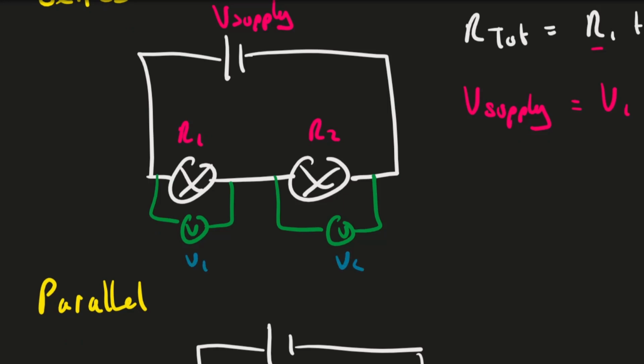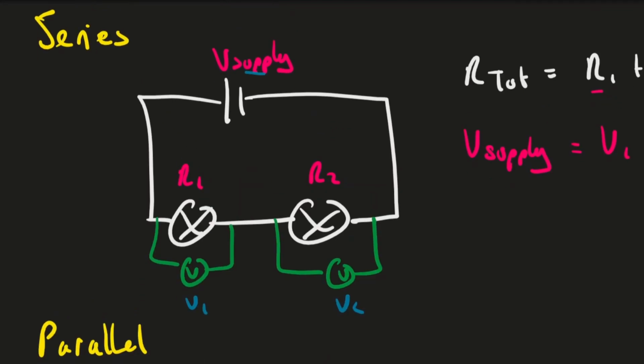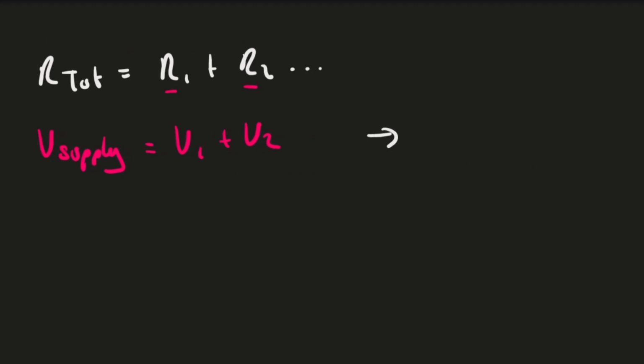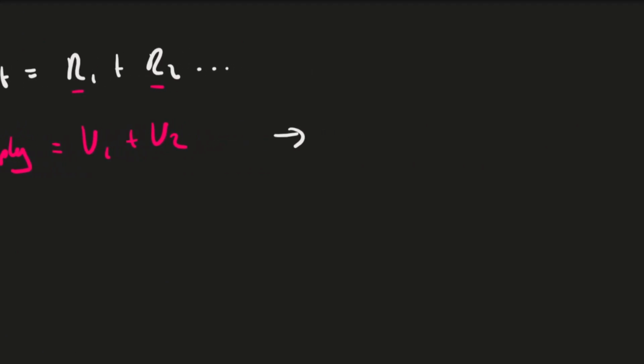So V1 and V2, and V supply is going to be spread across these components. In this case, because the resistances are the same, V1 and V2 will also be the same; the same amount of potential difference will be dropped across both of the components. But actually we can take a look specifically at how the potential difference is spread across the components when you have a series circuit.